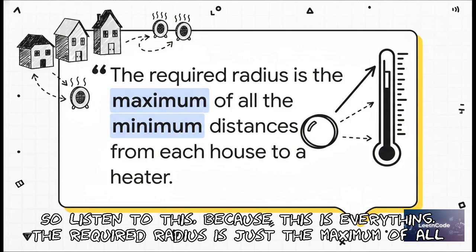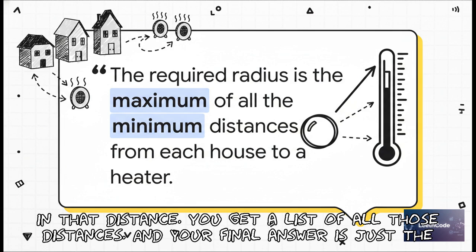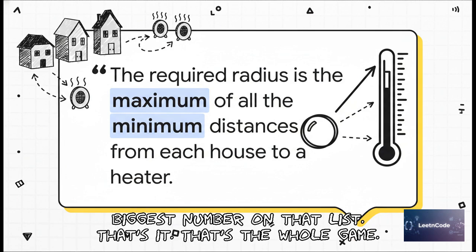The required radius is just the maximum of all the minimum distances. Let me say that again. For each house, you find its closest heater, and that distance. You get a list of all those distances, and your final answer is just the biggest number on that list. That's it. That's the whole game.